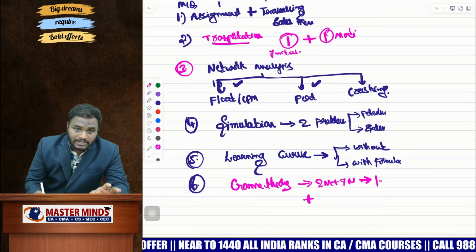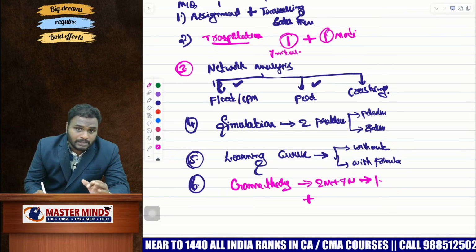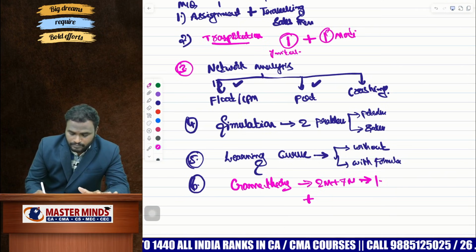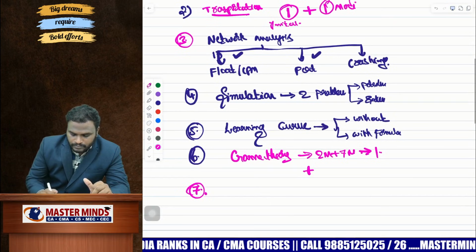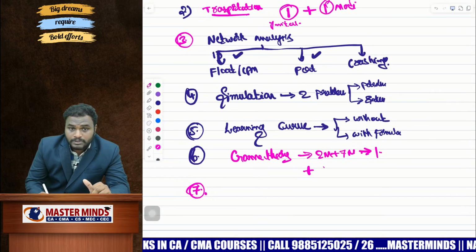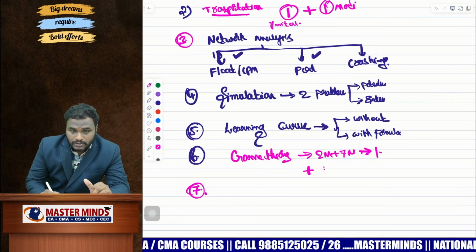Now there is another method also in game theory. You have to practice that method also. And the other one, the principles of dominance, you have to practice that one also.